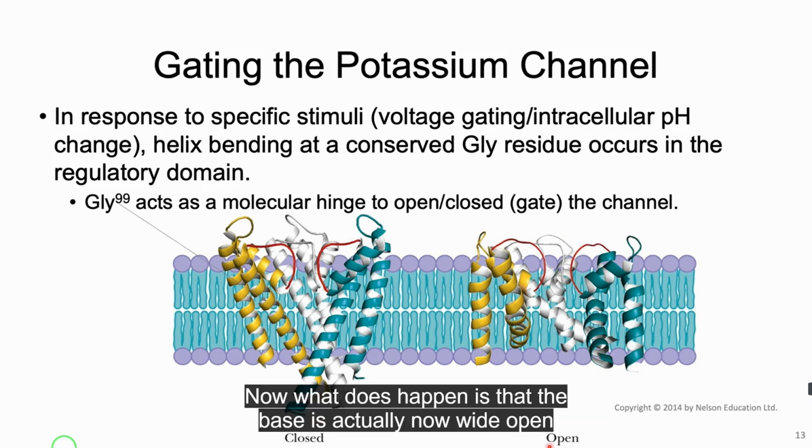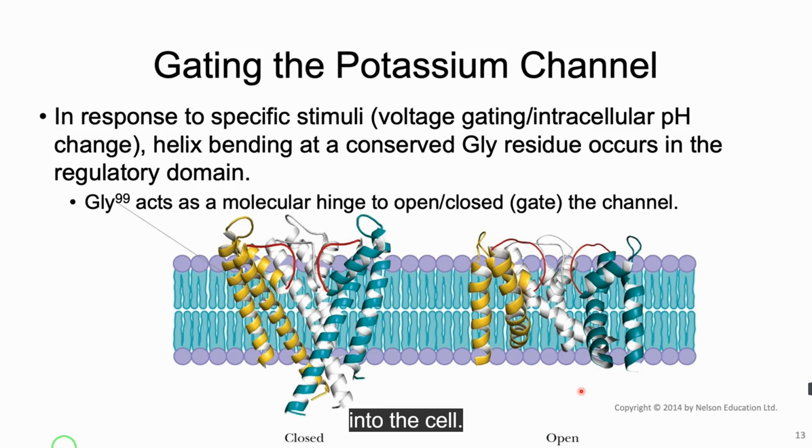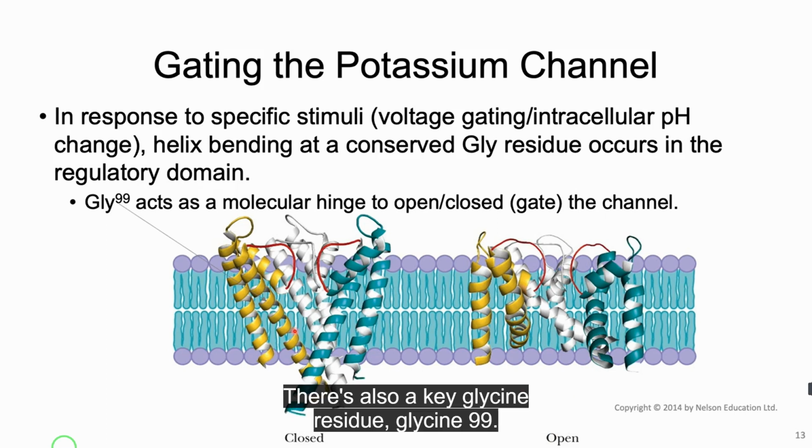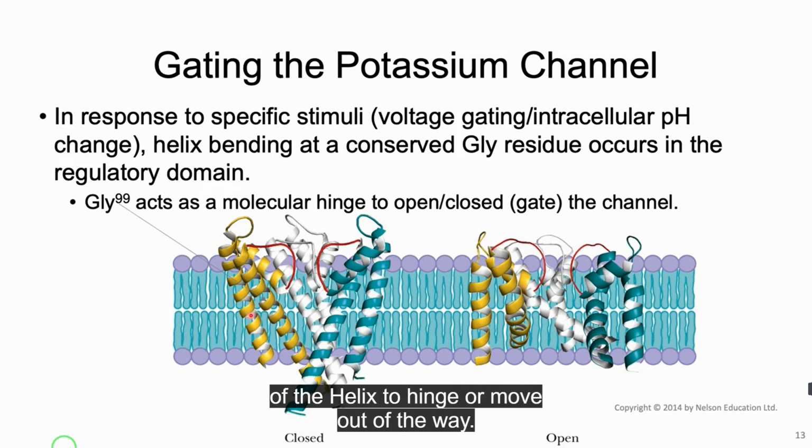Now, what does happen is that the base is actually now wide open, and those ions are free to travel across the membrane and into the cell. There's also a key glycine residue, glycine 99, remember that small amino acid, that's found in one of the two helices, and this is actually what's allowing the bottom part of the helix to hinge or move out of the way. So we get this movement to allow ions to cross.